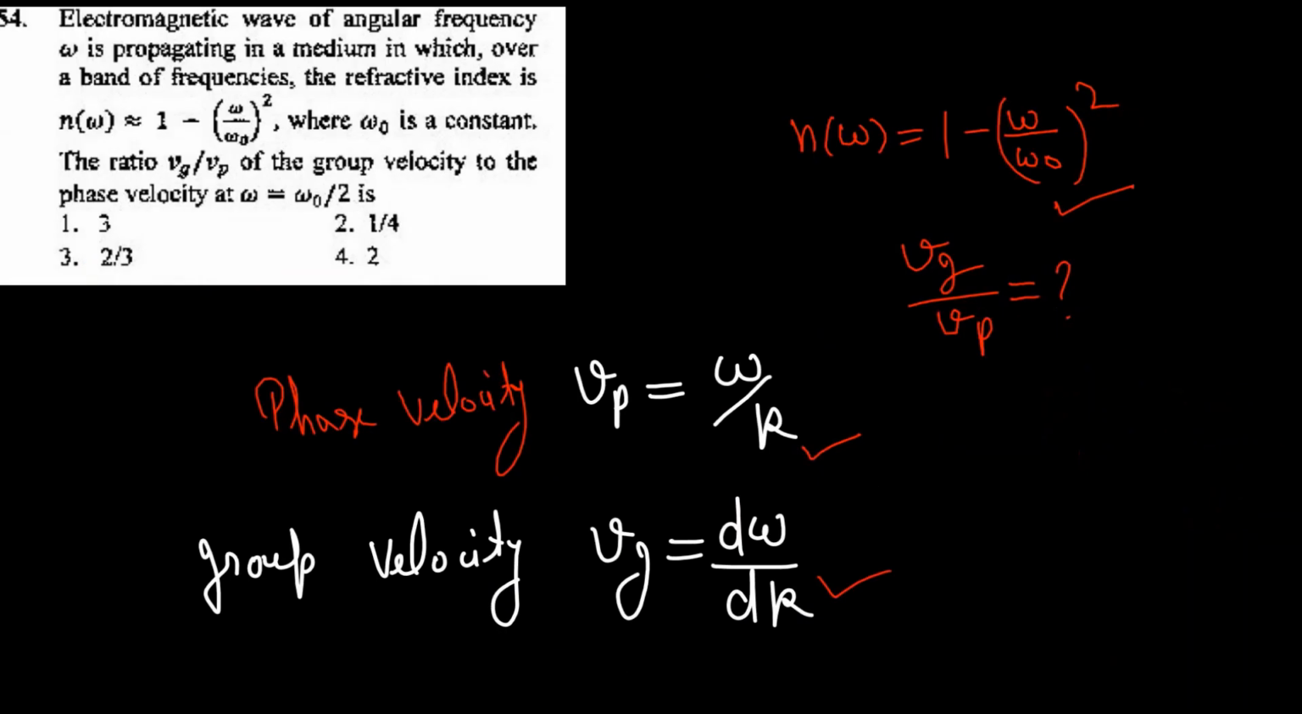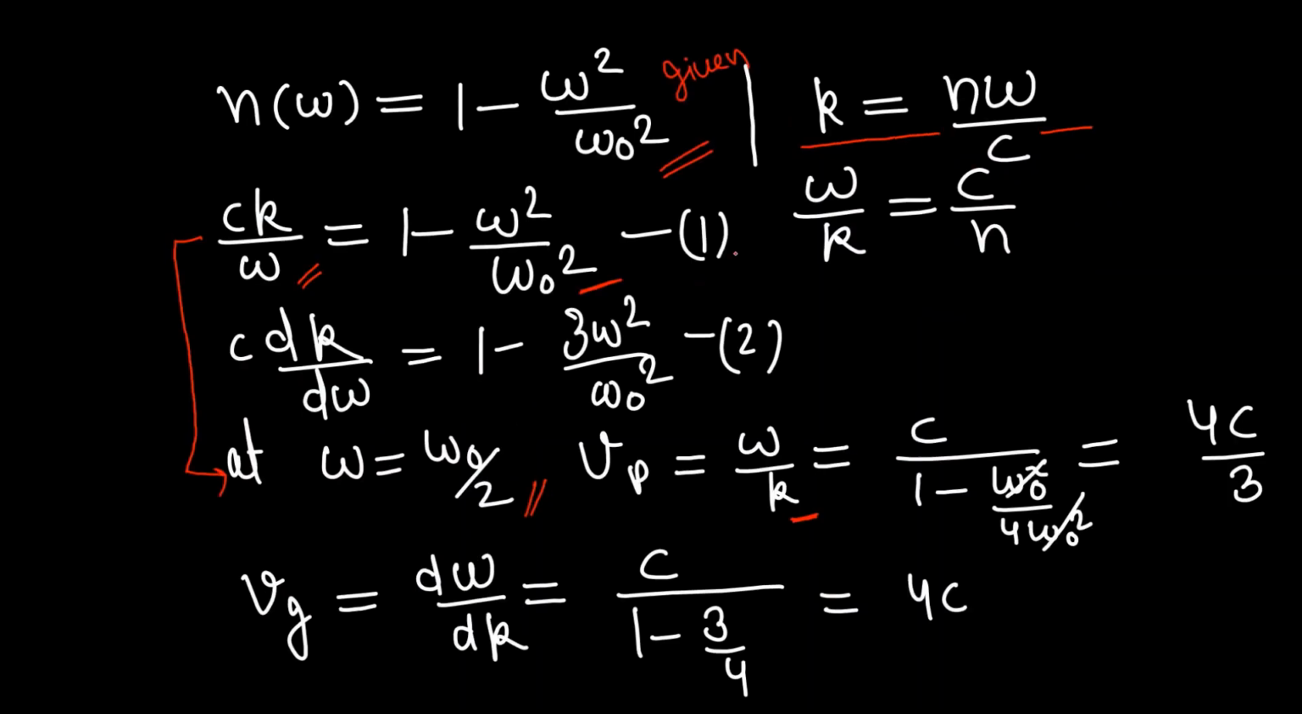Because in the given question, we have to calculate the ratio of phase velocity and group velocity at omega is equal to omega naught by 2. Okay, so what we have, I replaced n by ck by omega and then calculated omega by k, which I have got this, and put omega is equal to omega naught by 2, and I got 4c by 3. This is Vp.